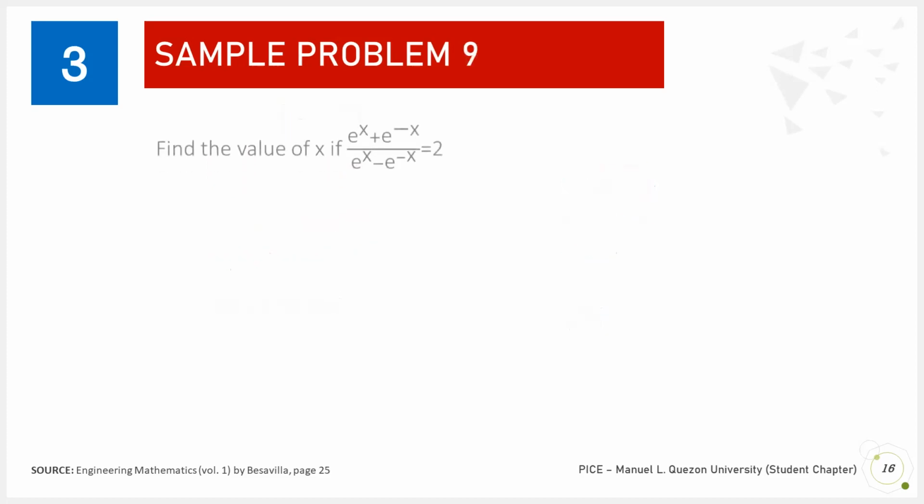For sample problem number 9, we have to find the value of x if e raised to x plus e raised to negative x all over e raised to x minus e raised to negative x is equal to 2.